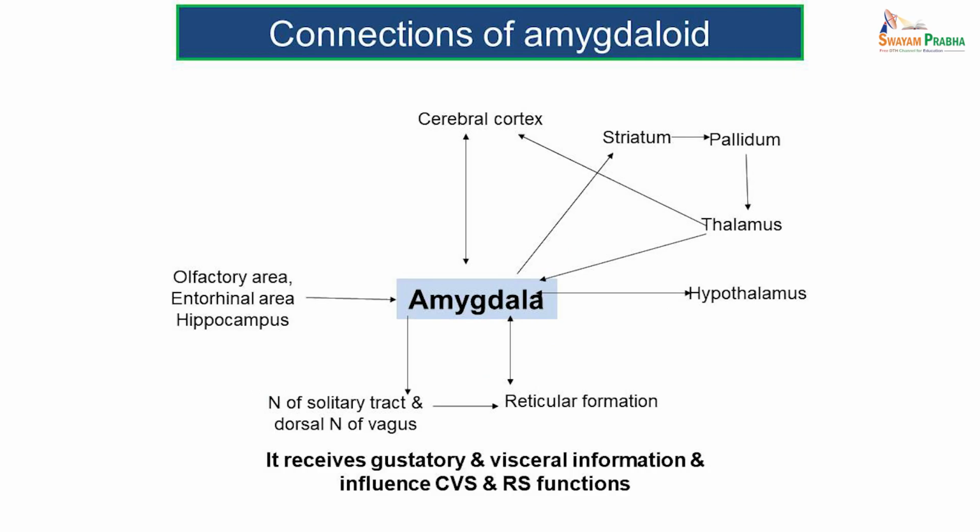Now, you can see here the amygdaloid is connected with the cerebral cortex, olfactory area, hypothalamus. Then to the striatum, from there to the thalamus. It is also connected to the nucleus of the solitary tract, dorsal nucleus of vagus and reticular formation. When the amygdaloid is connected with the solitary tract and reticular formation, it receives gustatory and visceral information and influences the CVS and RS functions. So, this is the importance of this connection.